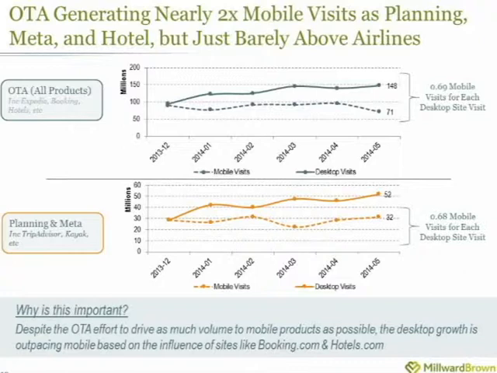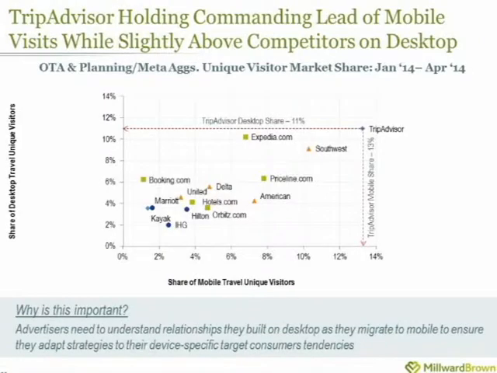Moving on here, this next slide is comparing the desktop share of unique visitors versus the mobile share of unique visitors. And I think, as far as some of the things that Lincoln and I were looking at here, there's no particular surprises. We know TripAdvisor is a very large brand. 13% of all mobile travel visits are going to TripAdvisor versus 11% on desktop.